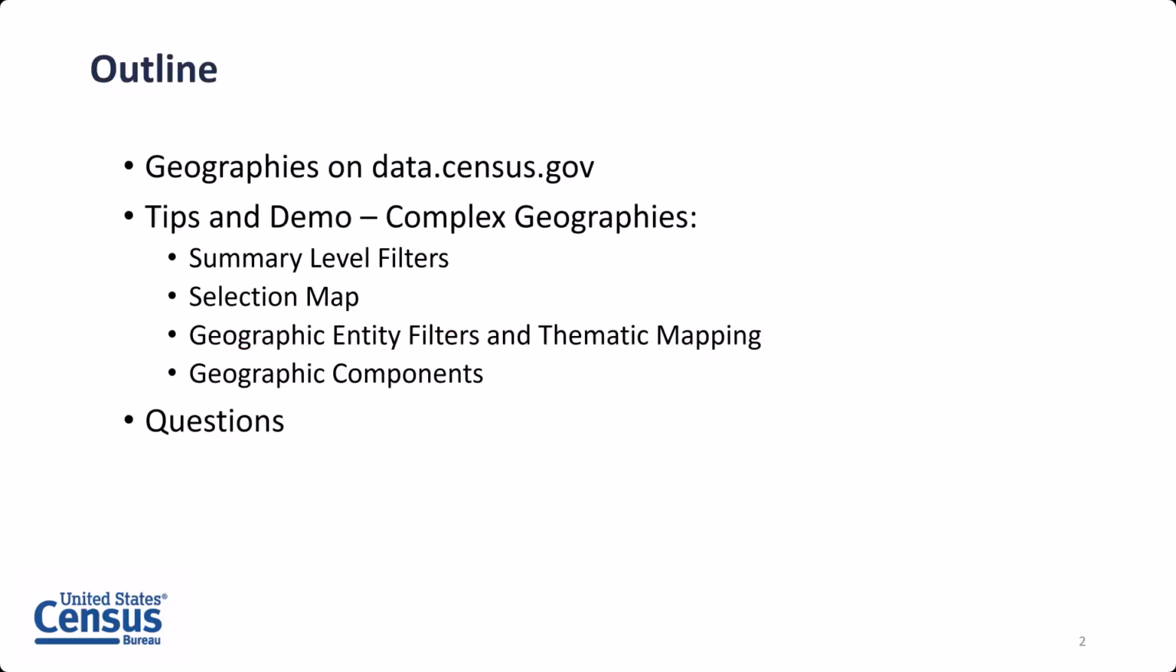And then at the end of the session, our goal is that you're going to feel comfortable accessing geographies through two separate pathways. One is through the summary level filter option. Another is through the geographic entity filters. Along the way, we'll show you how to make maps as well, both to map data as well as to understand visually the geography that you've selected to make sure that it is aligning with what you intended to select. And then we'll also show you at the end how to make selections for geographic components such as urban and rural.